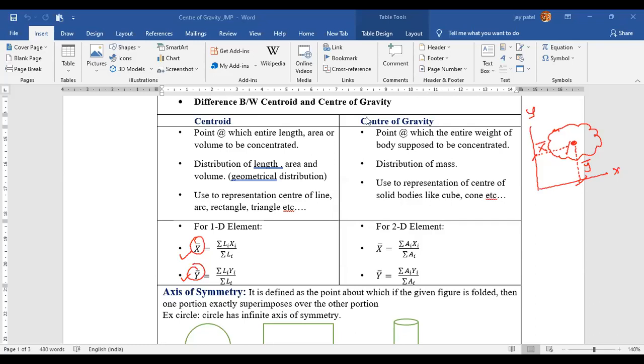So this is something about the centroid. Now, the question is, what is ΣLixi? Suppose this is your 1D element. Suppose I am dividing this element into n number of parts. So we have n number of elements. Yes or no? I am drawing this sketch again here.